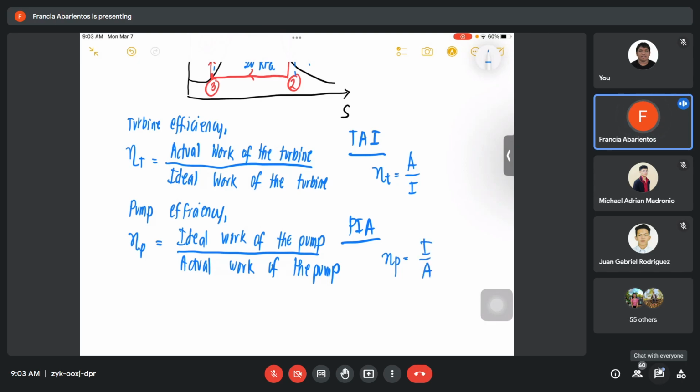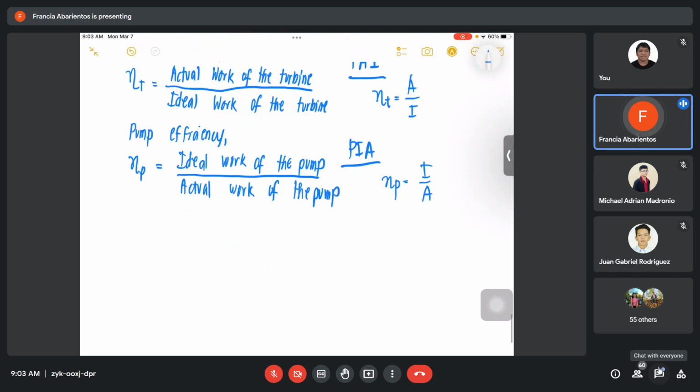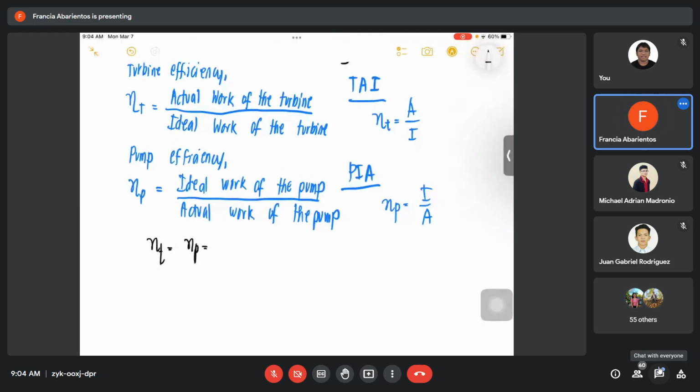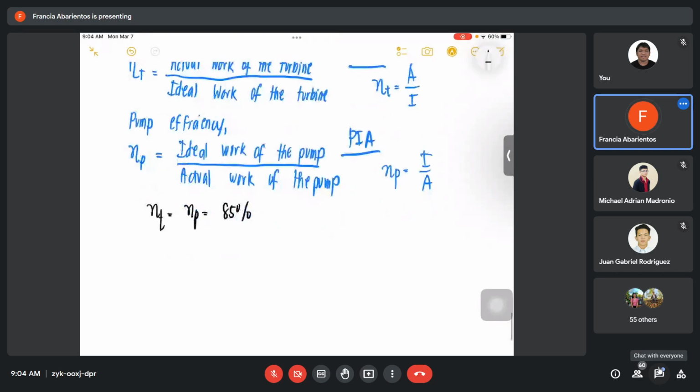Okay? Paano po yun, ma'am? Punta na tayo doon. In solving the problem, given sa atin yung pump efficiency, turbine, 85%. Okay. Hahanapin natin si H2 prime using the turbine efficiency. Okay. And yung H4 prime natin using the pump efficiency.